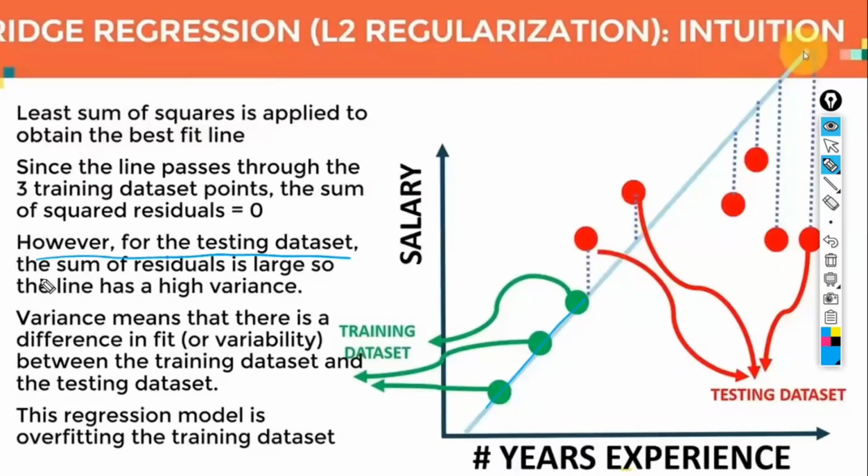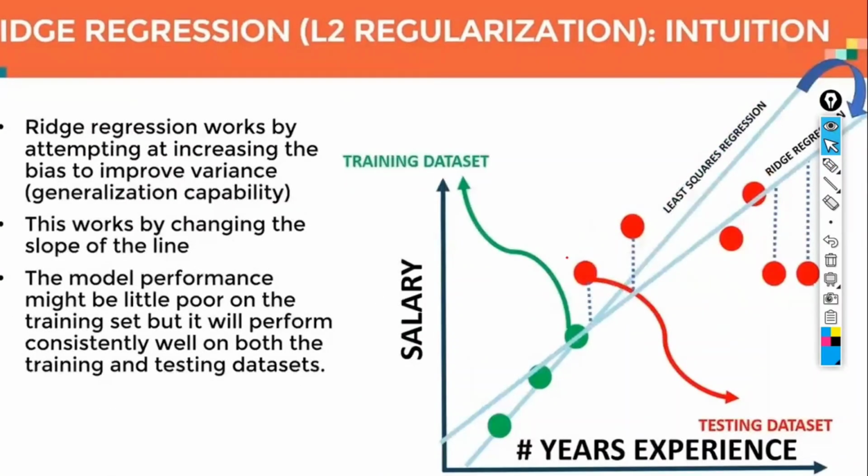However, on the testing data, the sum of the residuals is very high, which means the errors are very high. If you consider the same line, the errors are getting very high. Now here, variance means there is a difference in the fit between the train accuracy and test accuracy. That is the difference between the errors.